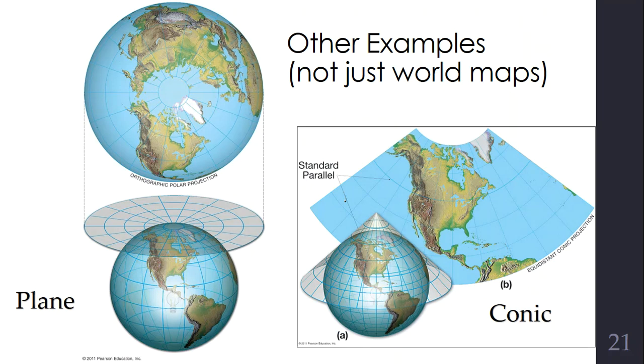On the left here, we can see a plane projection right here, which is basically just if you were looking down at the North Pole. And so if you wanted to have a good idea of just how close Greenland and Russia and the United States are, this might be a good projection to use. This is an orthographic polar projection.